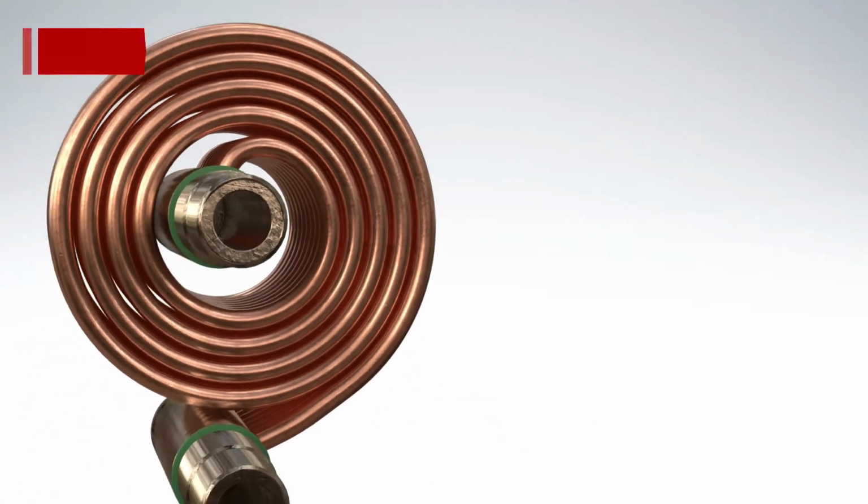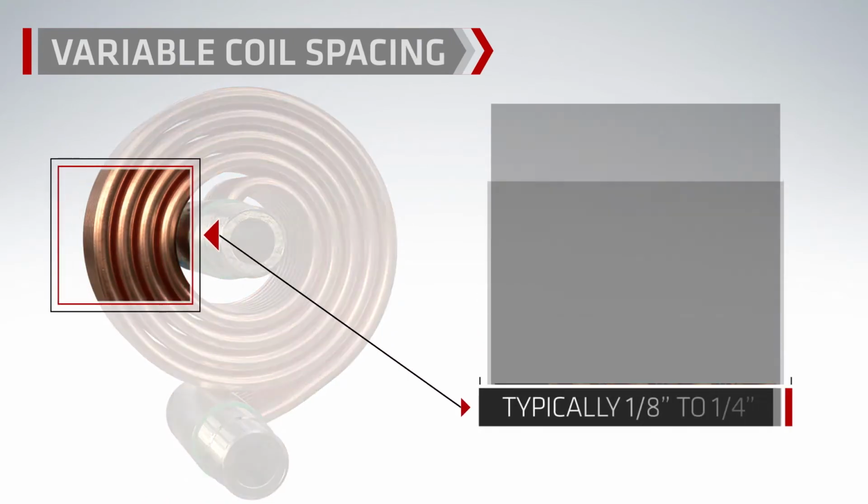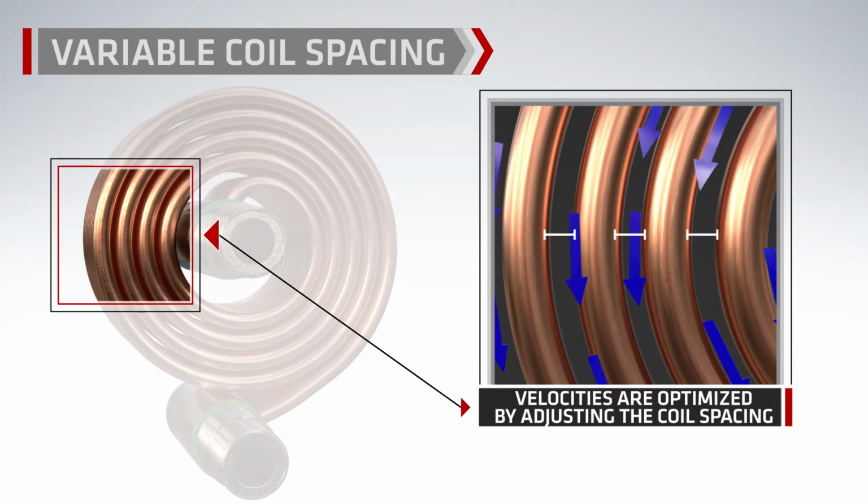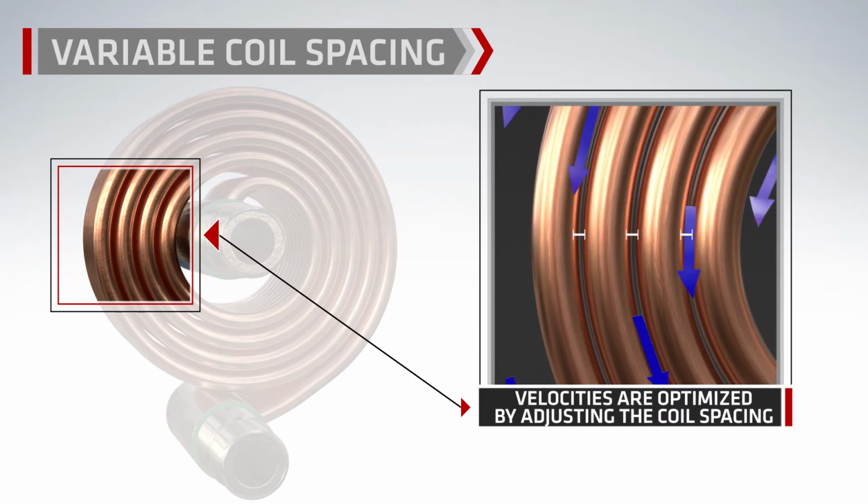Our standard coil spacing is typically 1/8 inch to 1/4 inch, depending on model size, but these dimensions can be varied. If a high flow rate on the shell side is present, we can widen the coil spacing to provide a reasonable velocity through the shell. If we have a low flow rate on the shell side and need to increase velocity, we then tighten the coil spacing up to 1/16 of an inch if needed.